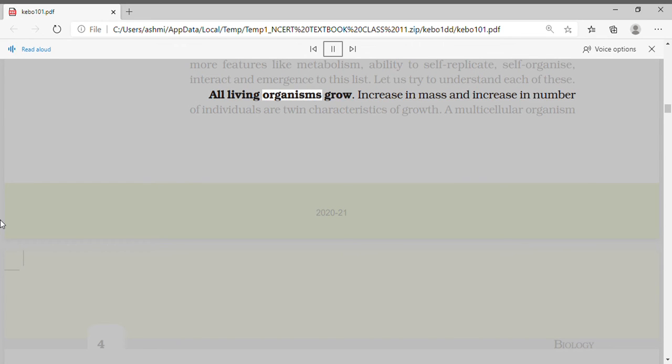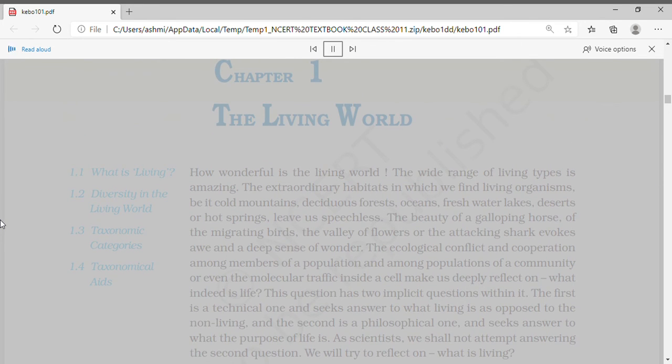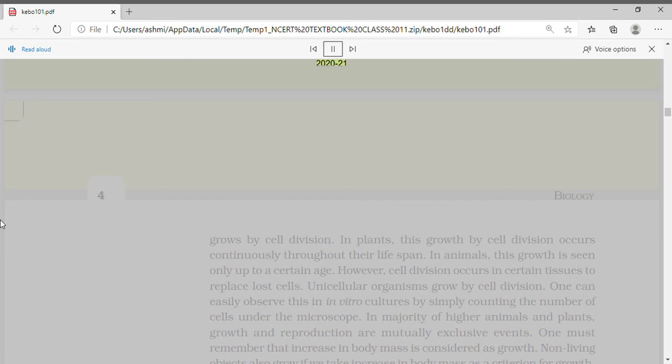All living organisms grow. Increase in mass and increase in number of individuals are twin characteristics of growth. A multicellular organism grows by cell division.